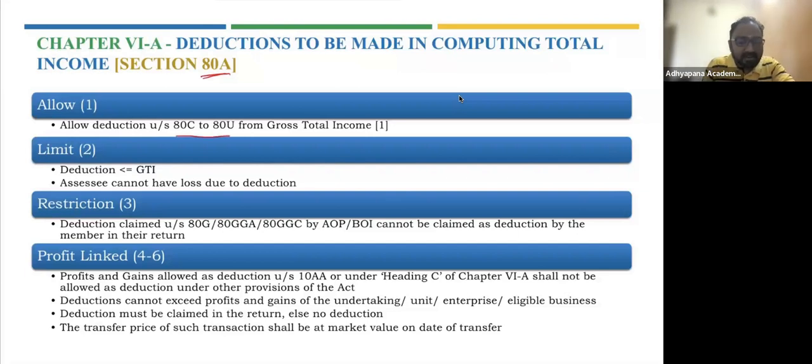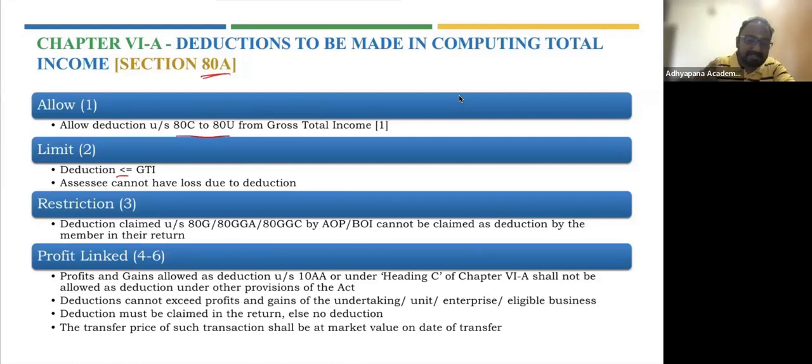At the end of the day, these are deductions and these are not exemptions. Since it is included in the total income, you cannot have deductions more than the total income. So the maximum deduction you can get is only your gross total income, it cannot be more than that. The deduction has to be less than or equal to your gross total income. And what are the restrictions in place?